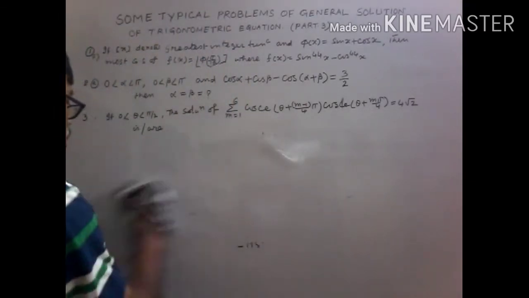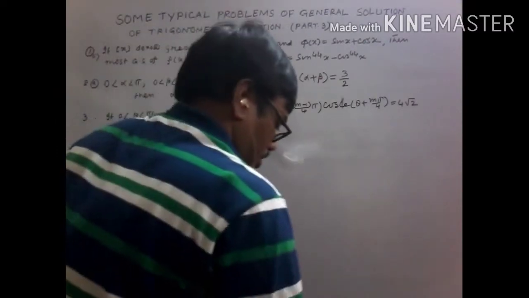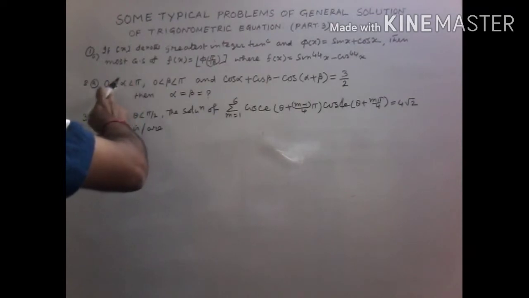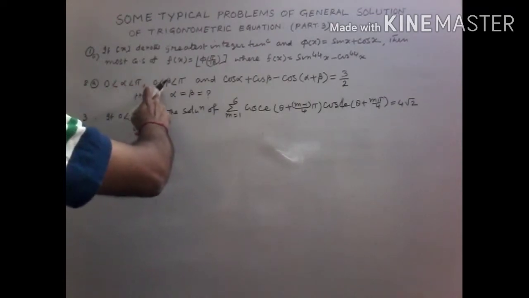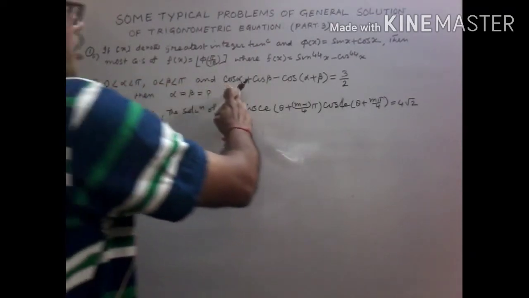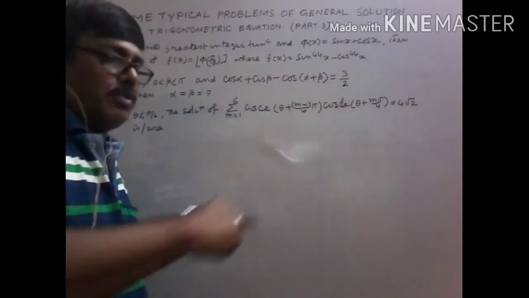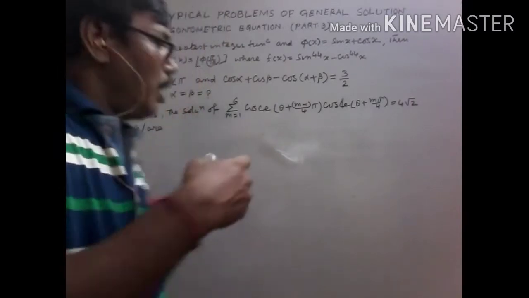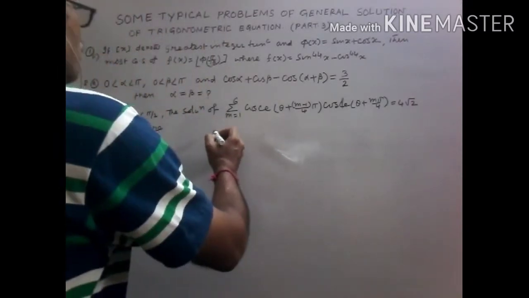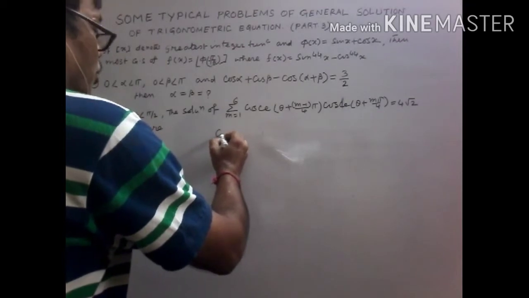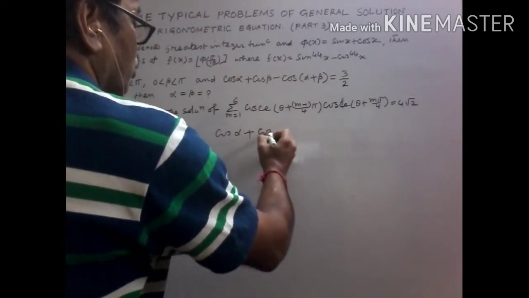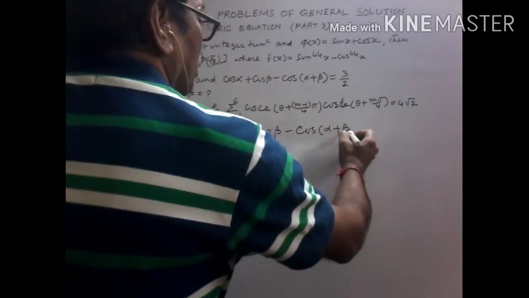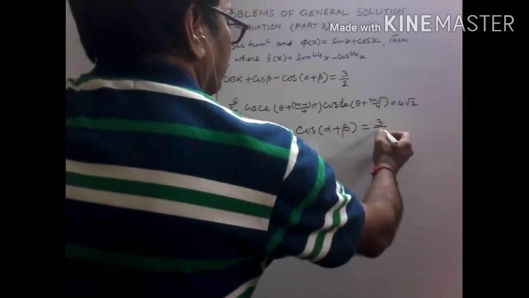So look, this is not a problem of general solutions. What is the problem? Alpha lies between 0 and pi, beta lies between 0 and pi, and this expression equals 3 by 2. Then find the values of alpha and beta. Now look, what is our equation? Our equation is cos alpha plus cos beta minus cos(alpha plus beta) equals 3 by 2.